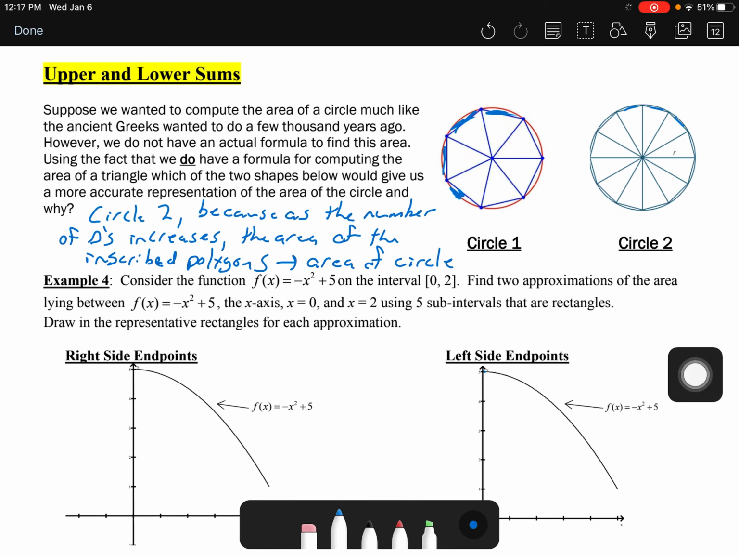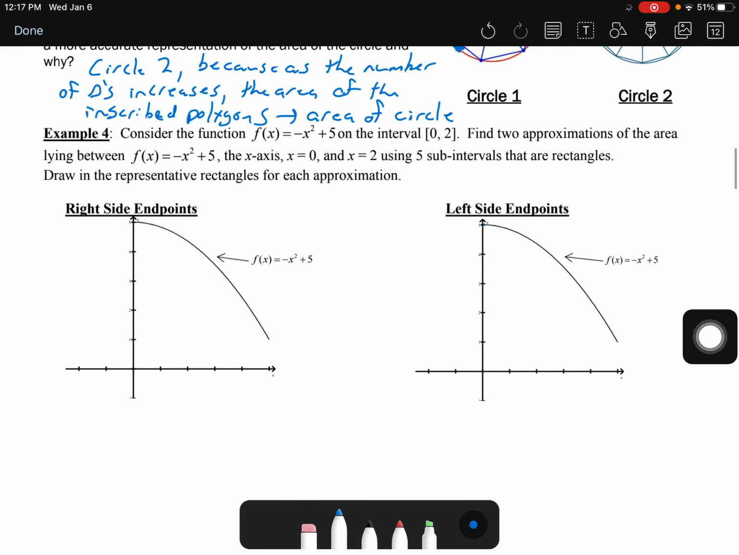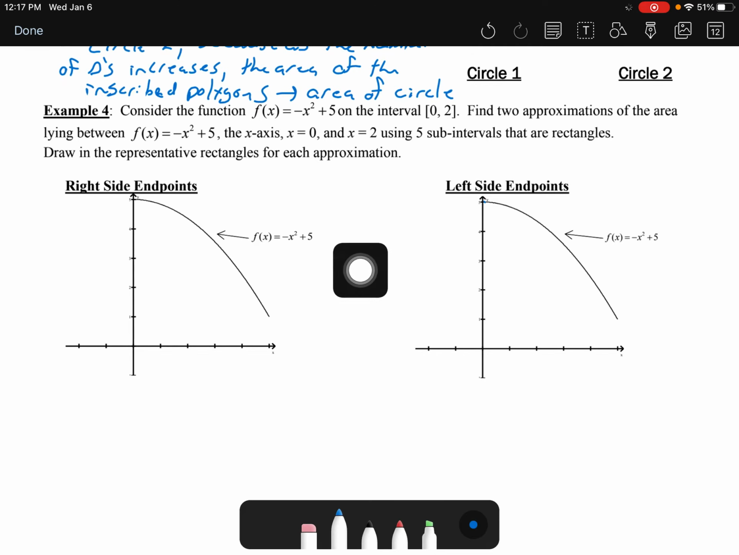So that's what we're seeing happening as we increase the number of inscribed triangles. We can see that we're getting closer to the area of the actual circle. Okay, so just an example there. Now, this would look more like some problems that you would see in this course.